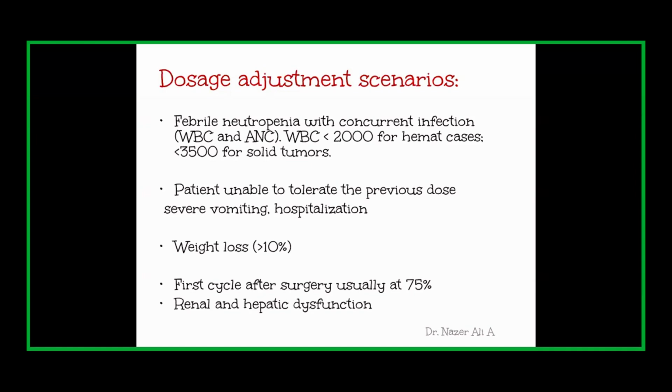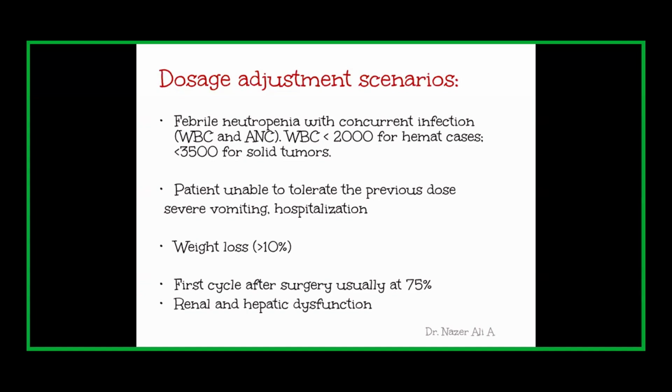If the patient is unable to tolerate the previous dose, for example a patient who is completely malnourished, fatigued, tired, with severe vomiting, or hospitalized, then based on the tolerability in the previous cycle, they will adjust the dose in the subsequent cycle. There is no specific guideline for dosage adjustment. It is like trial and error. Out of the calculated dose, they will give 80 percent or else 75 percent. Like that, they will try.